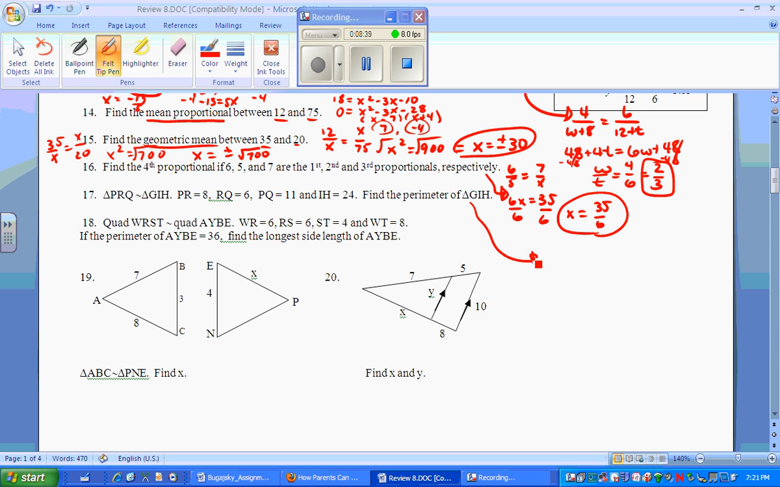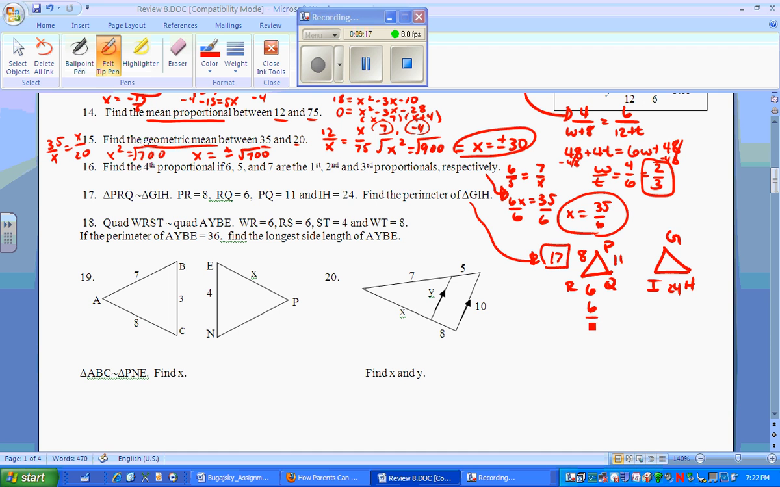Number 17, I'm going to go over here. This is number 17. You have the two triangles. You got PRQ and triangle GIH. PR is 8, RQ is 6, PQ is 11, IH is 24. You want to find the perimeter. So you know you have to set up your perimeter. The perimeter has its specialty of the 6 to 24 being the two that you are looking for.